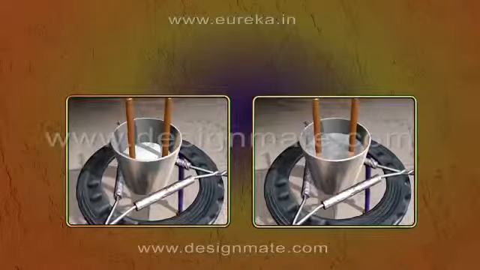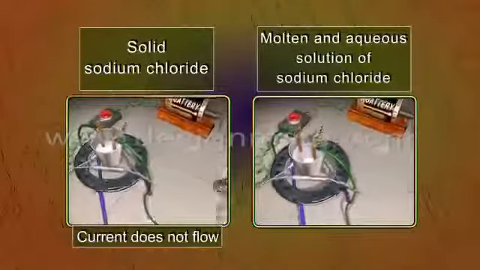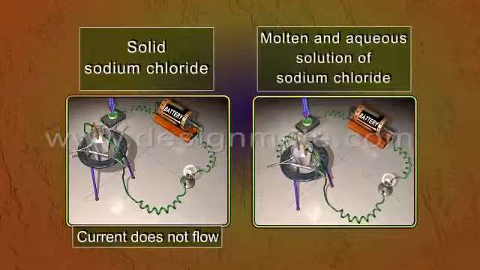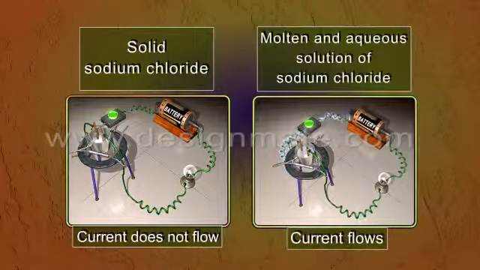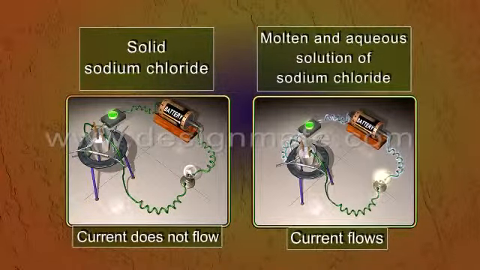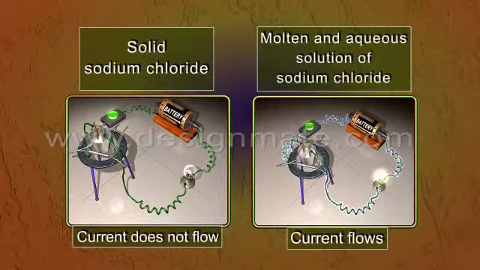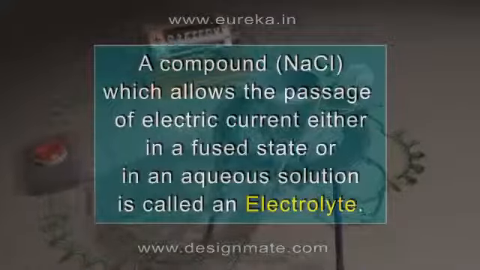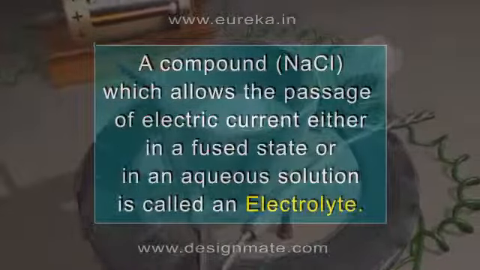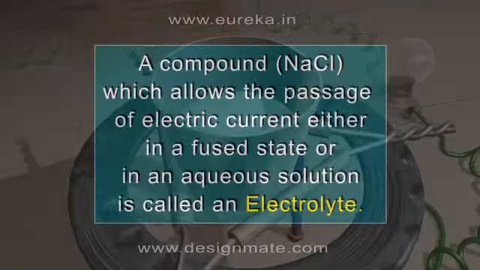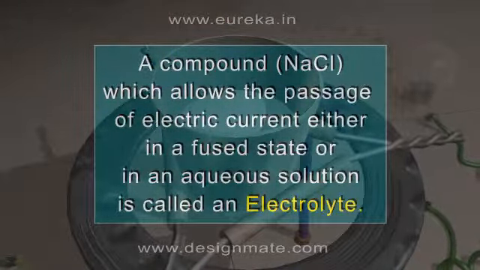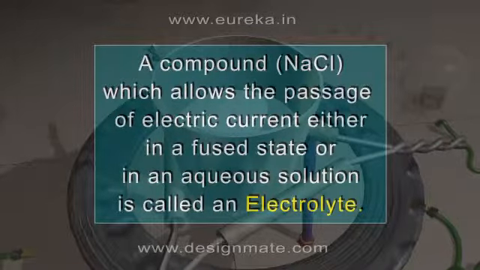This activity shows that the current does not flow through the solid sodium chloride, but it flows through the molten and aqueous solution of sodium chloride. Why does this happen? A compound such as sodium chloride, which allows the passage of electric current either in a fused state or in an aqueous solution, is called an electrolyte.